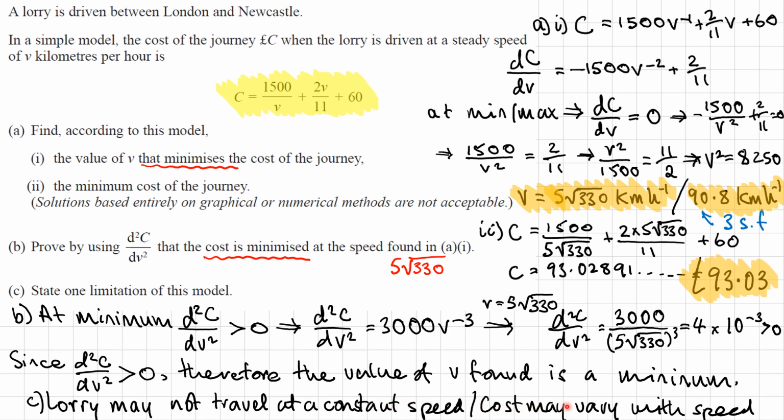And the other reason that I thought of is that costs may vary with speed. When vehicles travel at different speeds, their fuel consumption changes, and it may be that if this lorry is driving above a certain speed, its fuel consumption is going to increase, which means the cost may be higher than given in this model, or if it's driven at a slower speed, that may decrease its fuel consumption. So again, this is another reason that we can give, as long as you give something sensible and related to the model, related to velocity and cost. I'm sure that would be an acceptable answer.